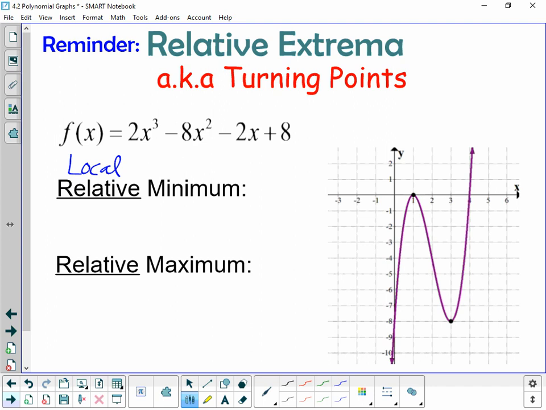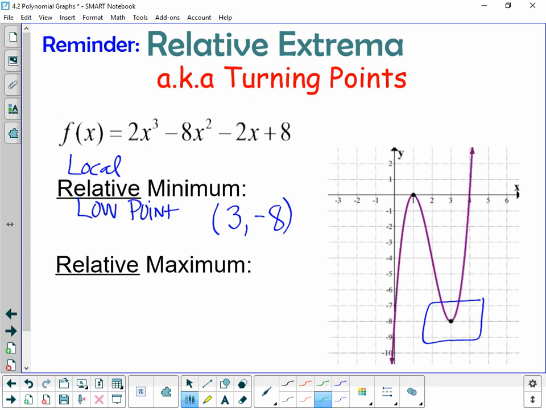So here's a graph of a function. If we look at this function, you can see that it has a relative minimum. Remember, a relative minimum is a low point on the graph. It isn't the lowest point on the graph, it's just a low point, and here it is at the point (3, -8). And I do prefer it if you write that as a point.